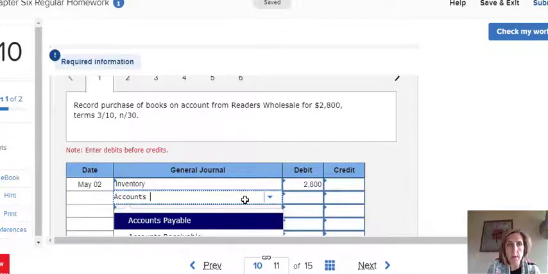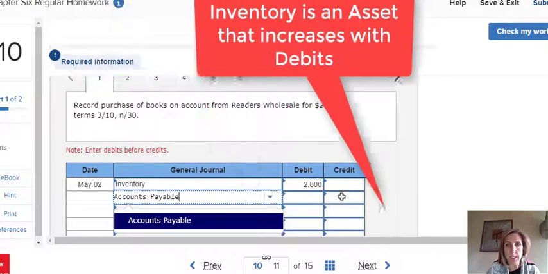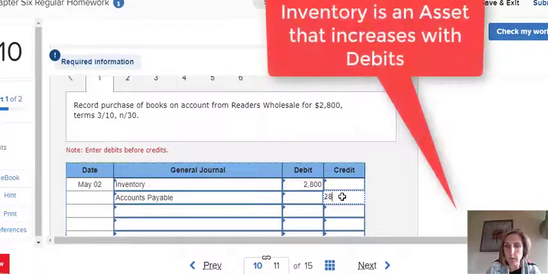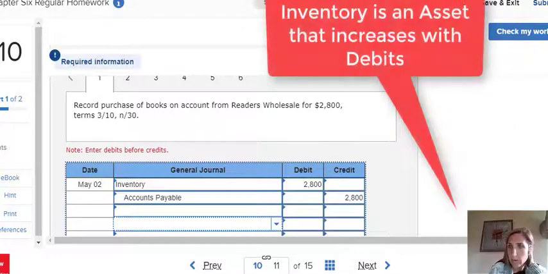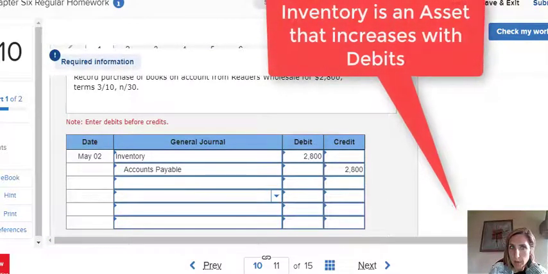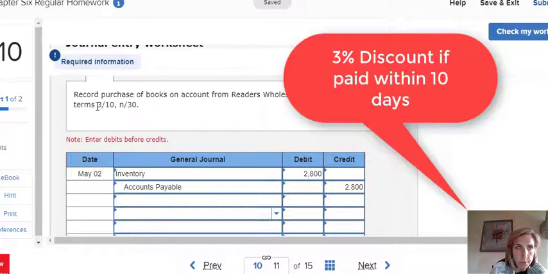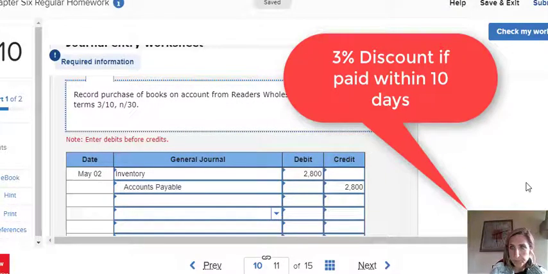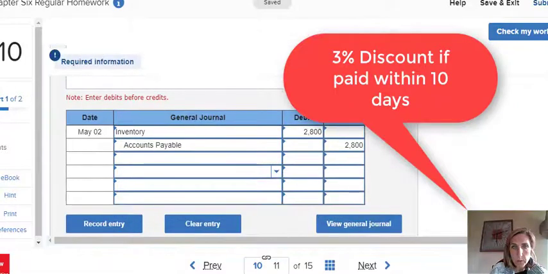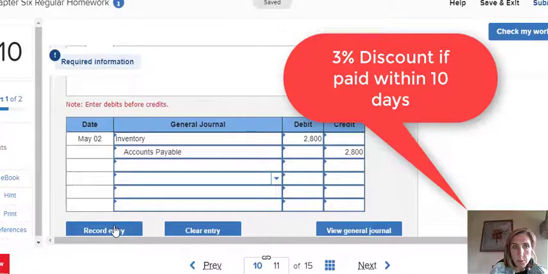We're not going to worry about the discount terms until we find out if we have paid for this inventory in the time frame of the terms. Remember, this first number tells us we have a 3% discount that we can take if we pay within 10 days. So the next question, I'm going to record that journal entry.